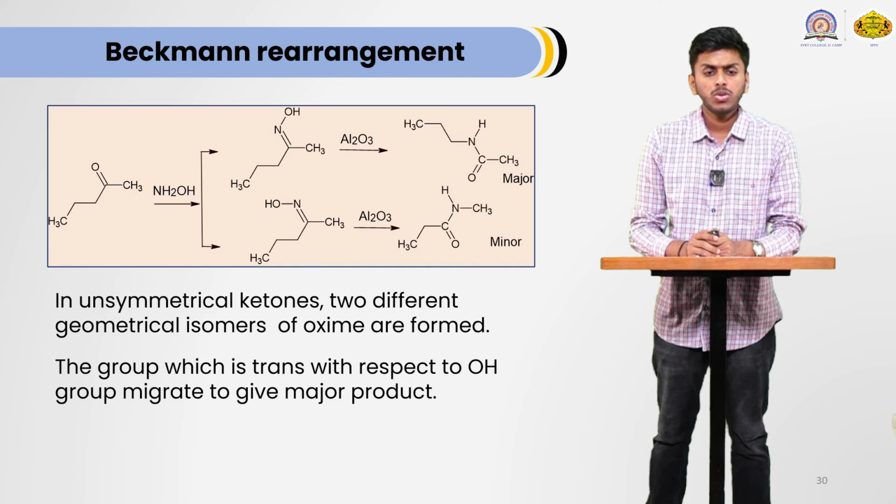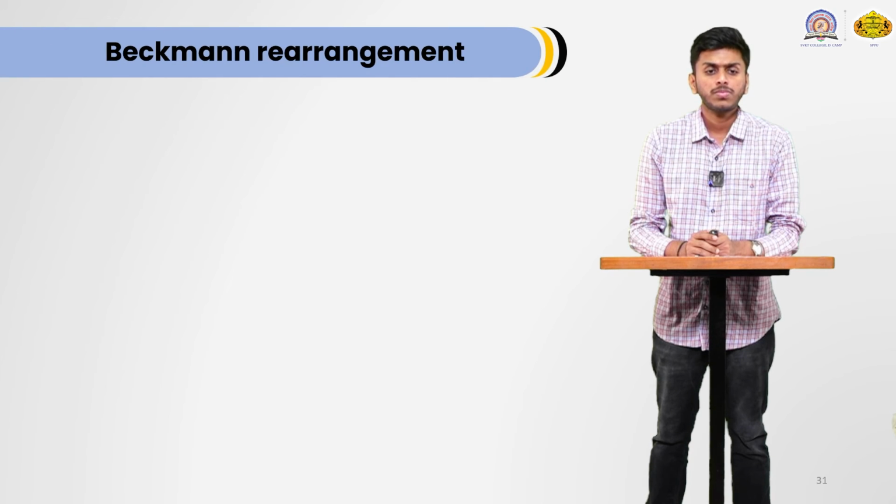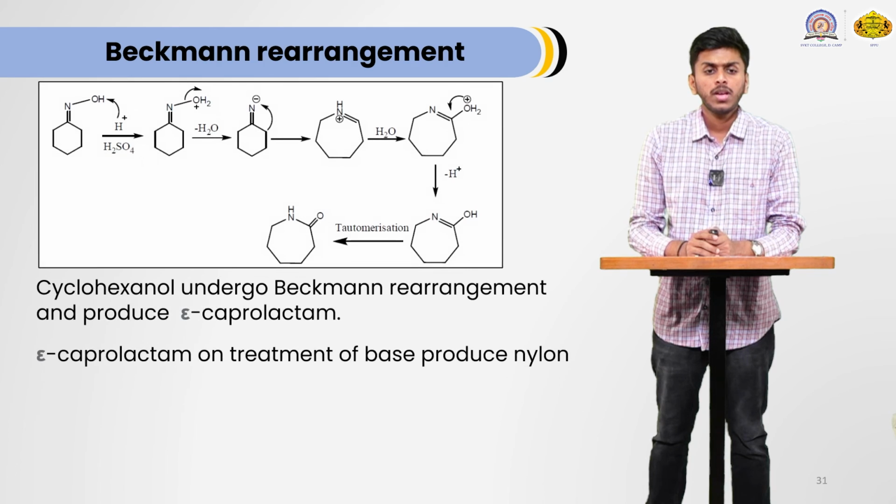In unsymmetrical ketones, two different geometrical isomers of oxime are formed. The group which is trans with respect to the OH group migrates to give us the major product. Here is one of the examples of Beckmann rearrangement. Cyclohexanone undergoes Beckmann rearrangement to produce epsilon-caprolactam, which on treatment with base is used to produce nylon, which is a polymer. Here the ring expansion takes place and the final product is stabilized by tautomerism.